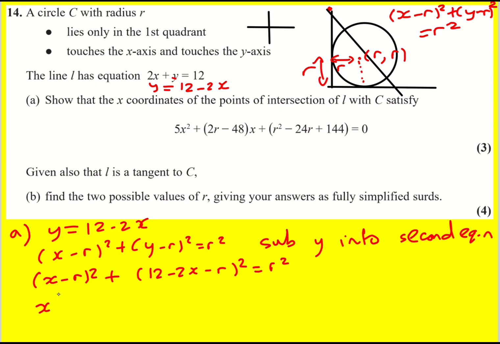First bracket's not too bad. It's just going to become x squared minus 2rx plus r squared. I've avoided writing it as a double bracket, but you can. Second one, I think I would. I think we've got to be careful here because it's three things multiplied.